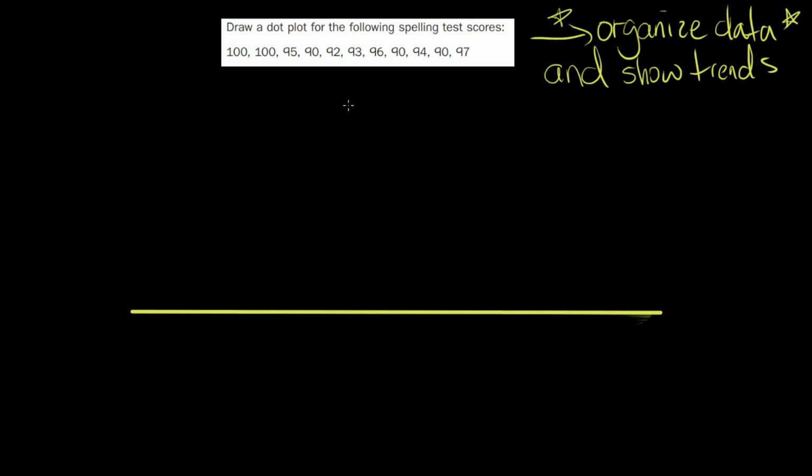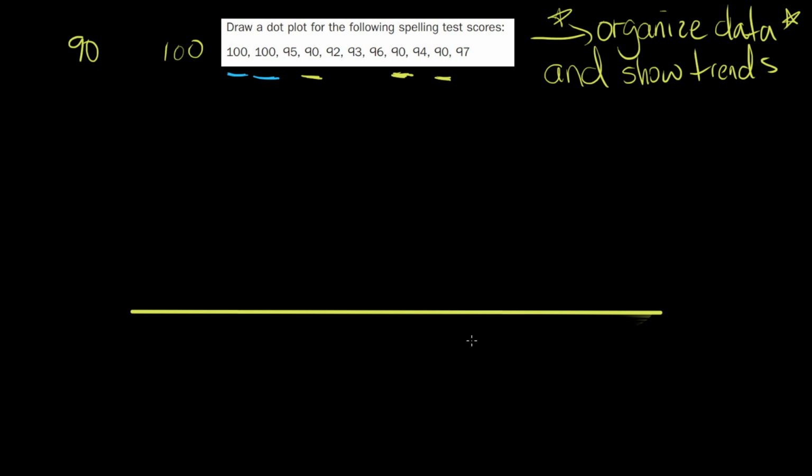Okay, so the first thing that we need to think about with our dot plot is we need to find the range that we're working with, because we're going to want to make some type of scale, and we don't want that scale to be too big or too small given our data points. If we look at ours, we have our lowest number right here, which is 90. And our biggest number, we have two of them right there, which is 100. We actually have three 90s as well. 1, 2, 3.